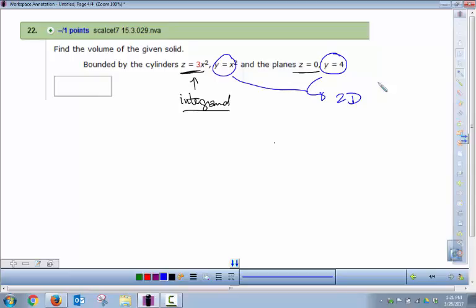All right, let's see. Y is equal to x squared. Let's draw this in 2 dimensions. Y is equal to x squared, and y is equal to 4.